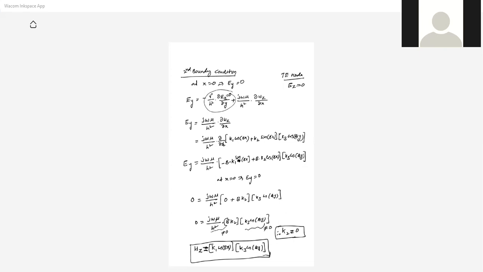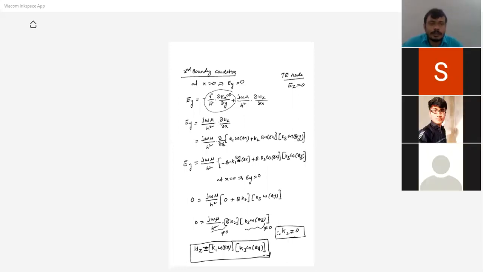Okay, so we already did these two cases. For the first two boundary conditions, I am taking Ey is equal to 0 at y is equal to 0, and Ex is equal to 0 at x is equal to 0. Based on that, we came to know that K2 is equal to 0 and K4 is also 0. Now the third boundary condition.